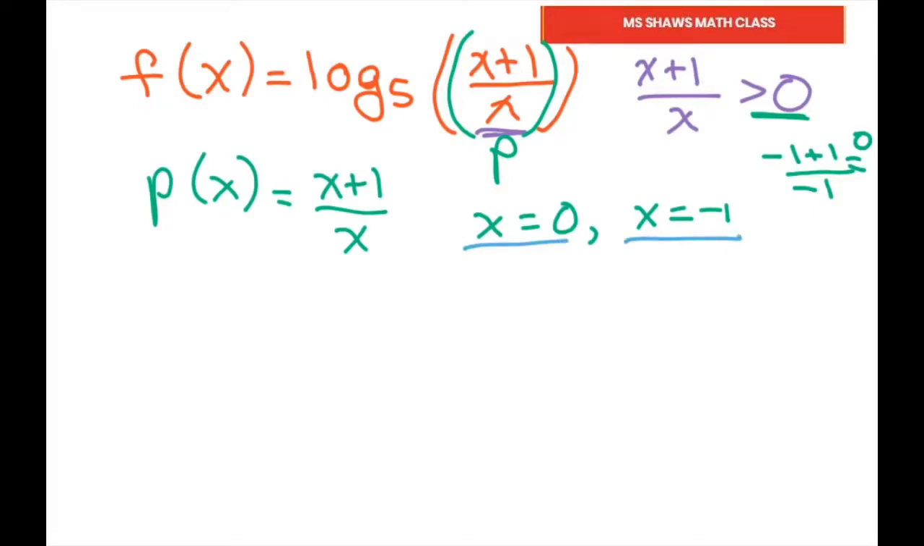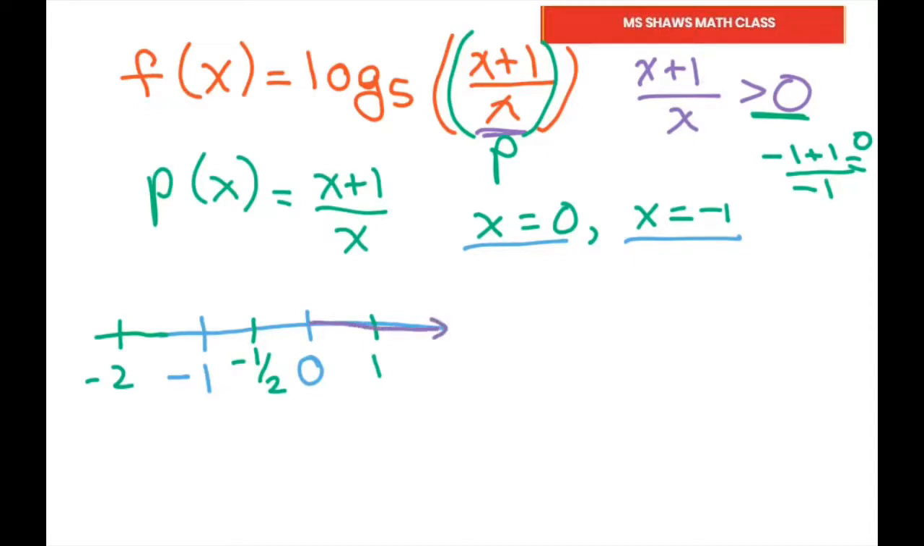So let's see what's going on either side of 0 and negative 1. I'm going to write down 0 and negative 1. I'm going to plug in negative 2 here, negative 1/2 here, and 1 here. So let's do the easy one. If we plug in 1, I'm going to get p of 1 equals 1 plus 1 divided by 1, which is 2. This is positive. It's greater than 0.